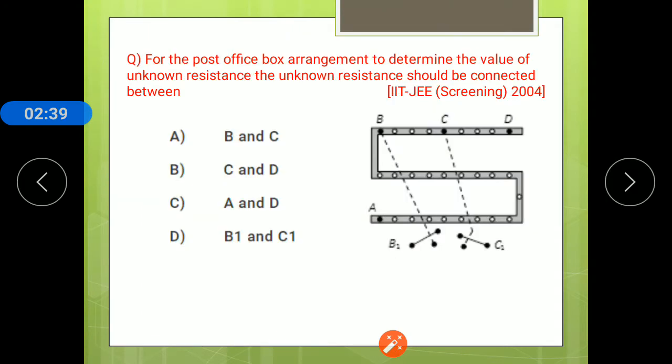So a question may be asked on this. One question is asked like this: for the post office box arrangement to determine the value of an unknown resistance, the unknown resistance should be connected between which points in the given diagram? Now here we see where the variable or known resistors are connected. Between B and C, one known resistor, P. Between C and D, another known resistor, Q. Between B and A, the resistor R is connected, the variable resistor. Only the remaining arm, D and A, is where the unknown resistor is connected. So the unknown resistance is connected between A and D, and option C is the correct one.